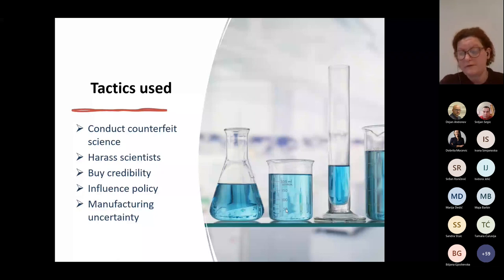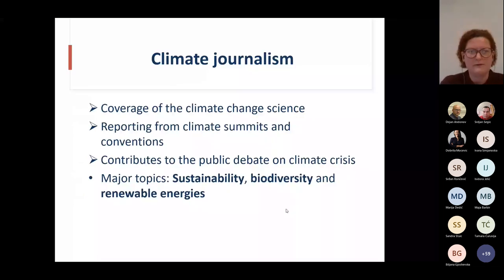Nowadays, we have seen the birth of environmental journalism. Now we see climate journalism. This is a kind of journalism more focused on climate issues or on climate science. Of course, there is major coverage of climate change science in the media now, and the major reporting is done from climate summits and conventions. Climate journalism does contribute; one of its main functions is to contribute to the public debate on the climate crisis. The major topics in climate journalism now are related especially to sustainability, biodiversity, and renewable energies.